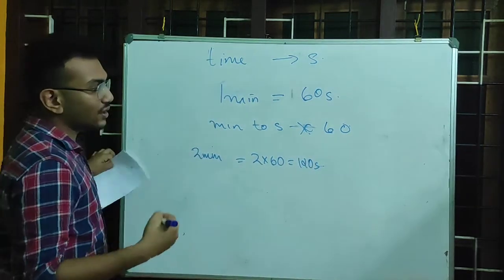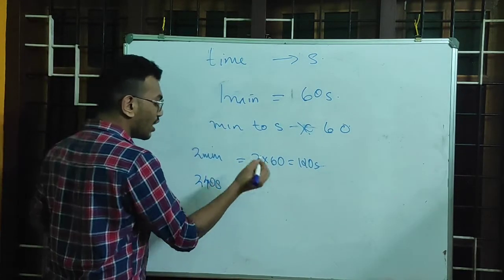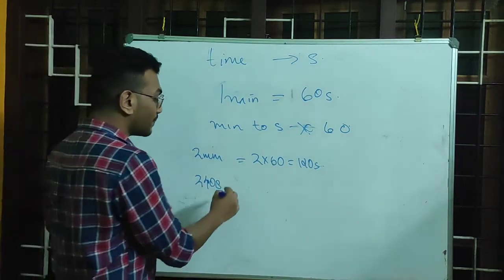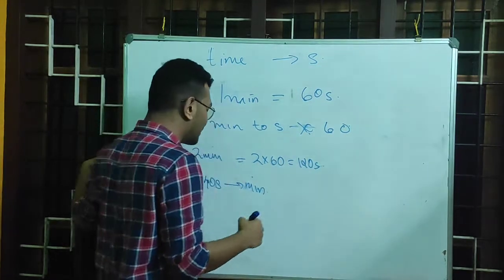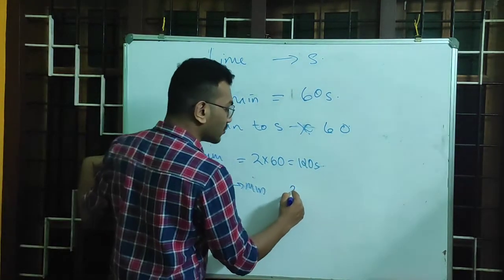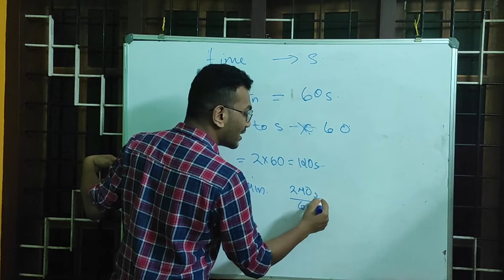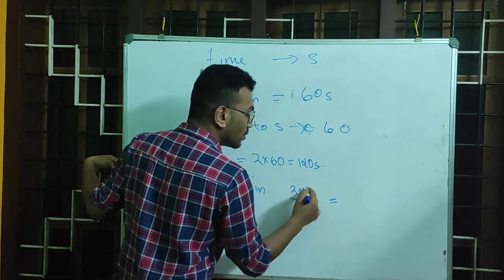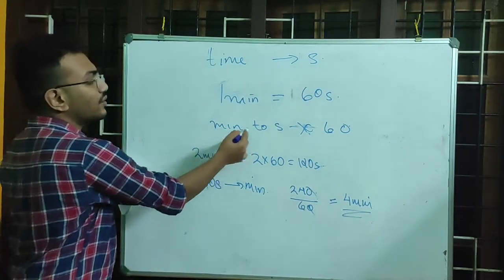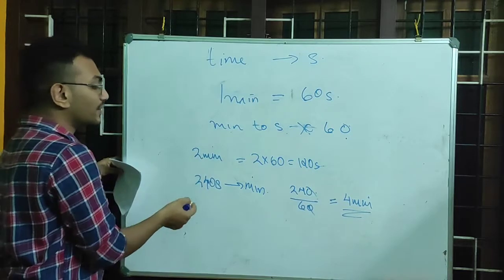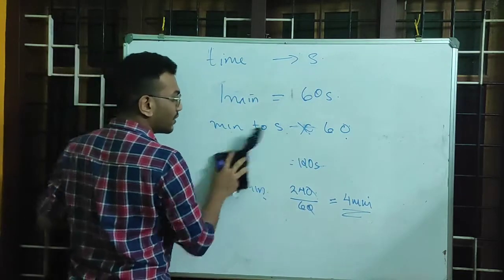Now if it is to convert seconds to minute, take the case of 240 seconds. How will you convert 240 seconds to minute? We have to divide by 60, the opposite. So 240 seconds divided by 60 would give you 4 minutes. So to convert minute to second, multiply by 60. To convert seconds to minute, divide by 60. That is the basic conversion that we know.